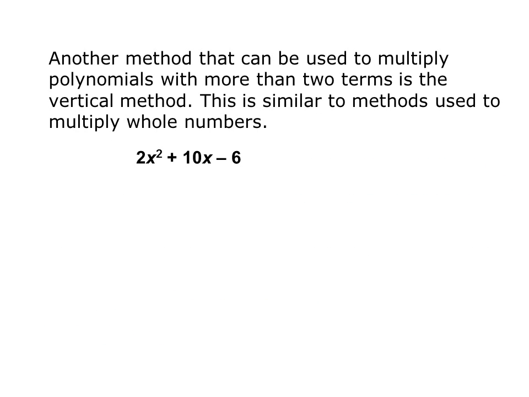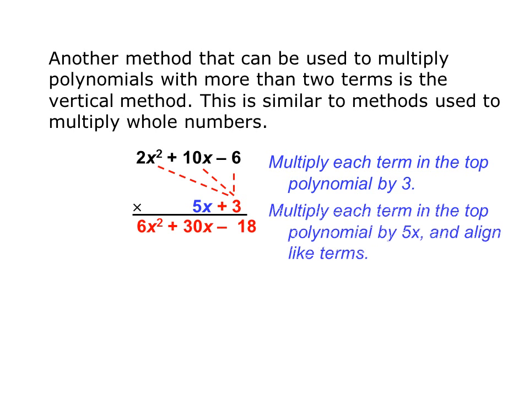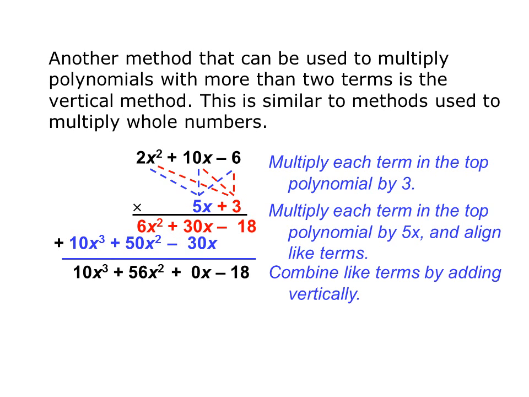Now, another method that can be used to multiply polynomials with more than two terms is the vertical method, just like you multiply numbers. Okay? So if I'm going to multiply this, what do I do? Here's what you have to do. I multiply first by 3 and then by 5x. First by 3, then by 5x. Okay? And now I'm going to combine like terms, or subtract and add. And that's my final answer. Now, remember the 0x does not count. Then when you simplify, that's your answer.